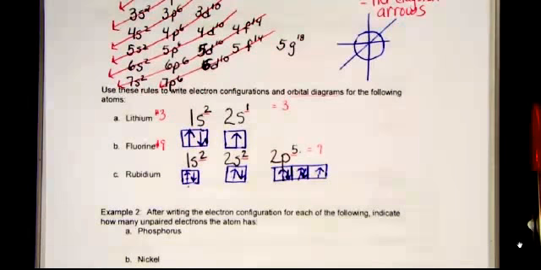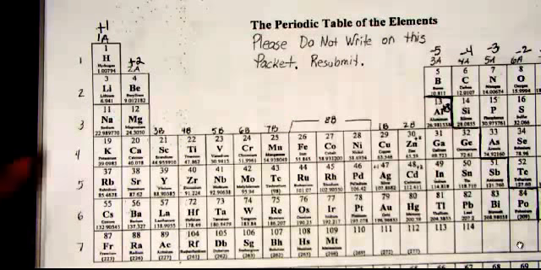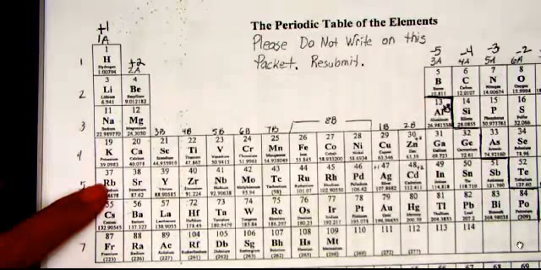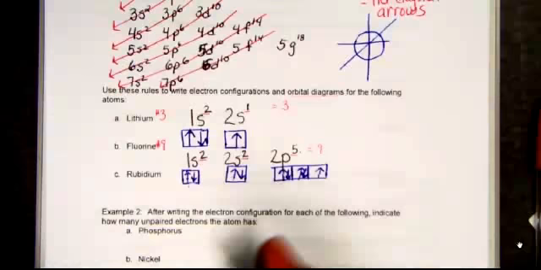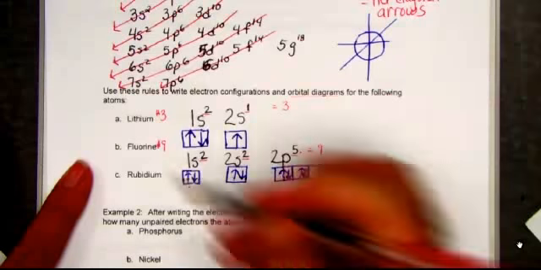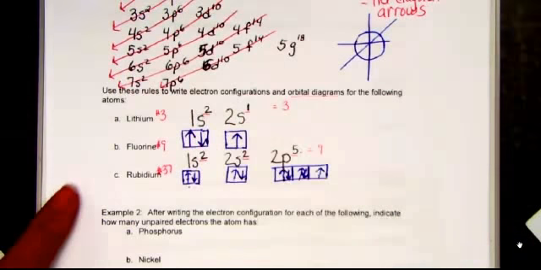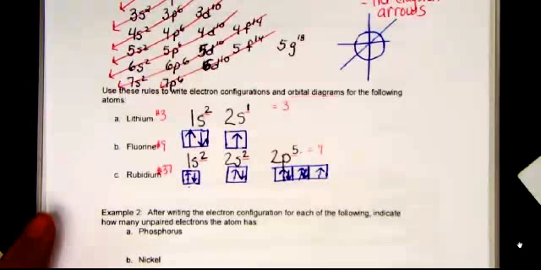The next example is writing for rubidium, the element rubidium. On your periodic table, find with me rubidium, the symbol Rb. What do you find for its atomic number? Rubidium in the first column is number 37. We have 37 electrons to write for. So let me write that out, number 37. So by the time we're done, we need 37 electrons.